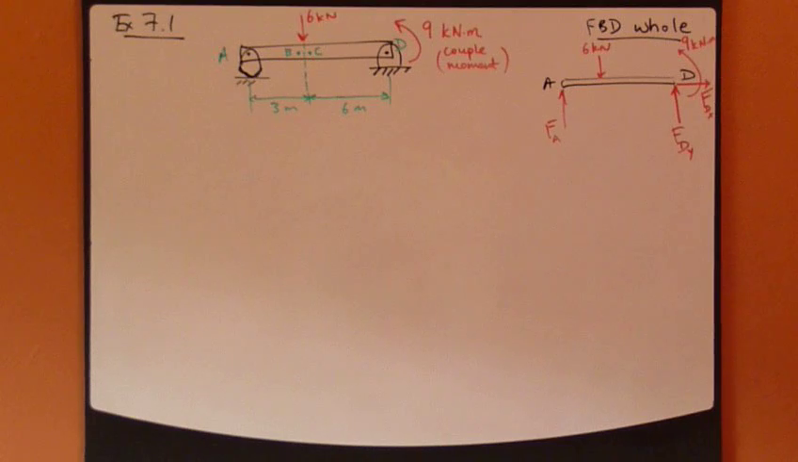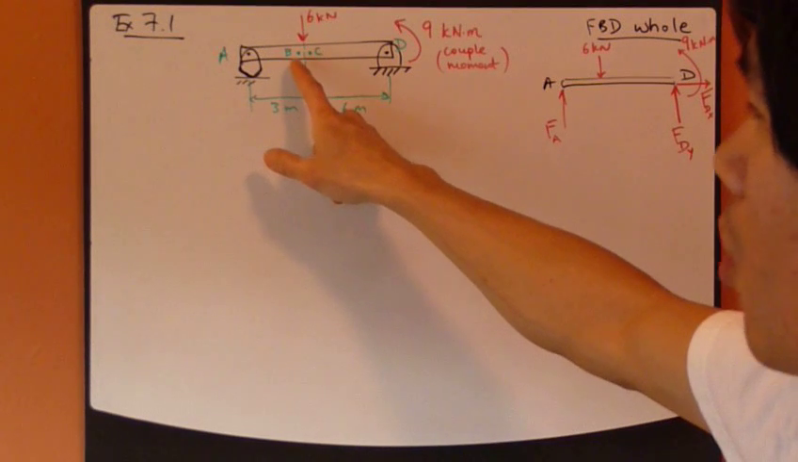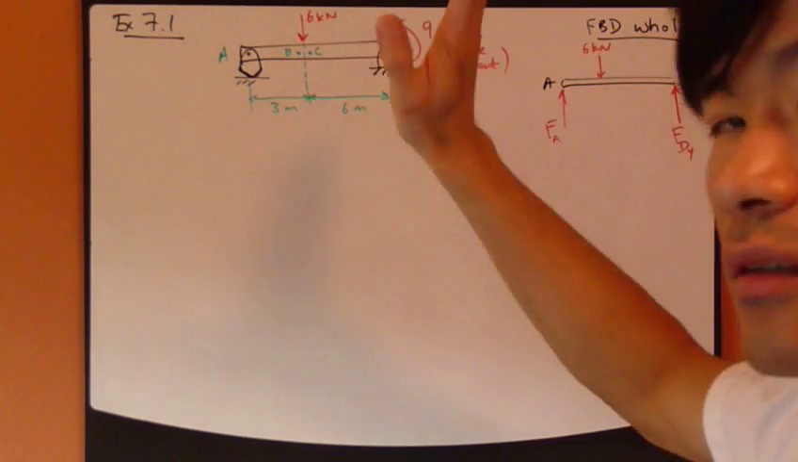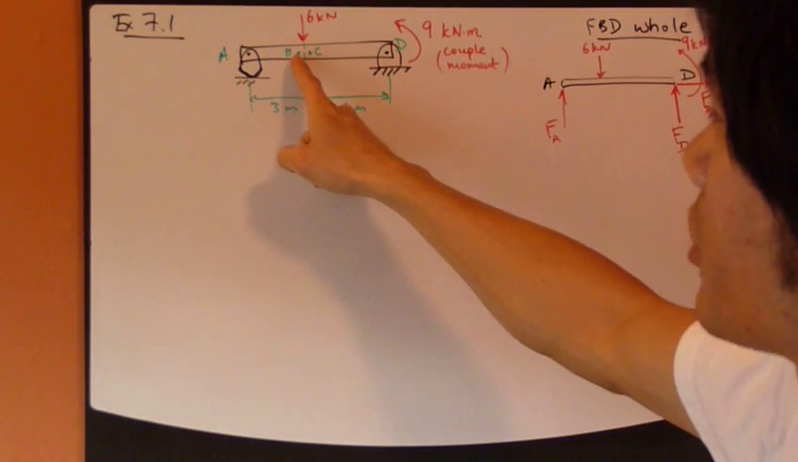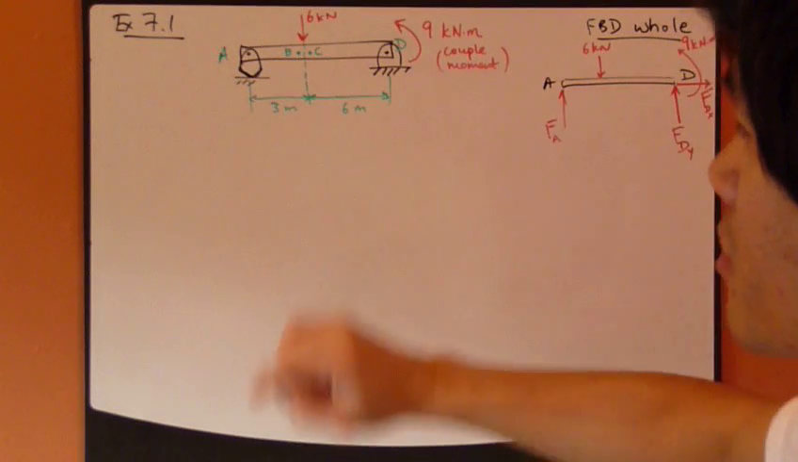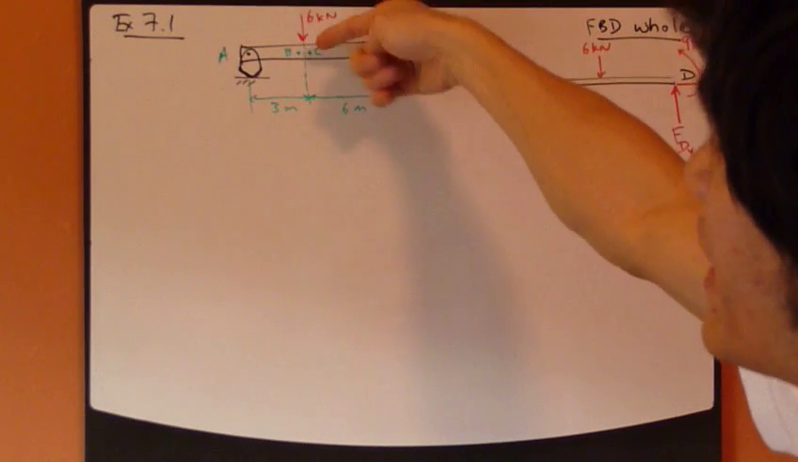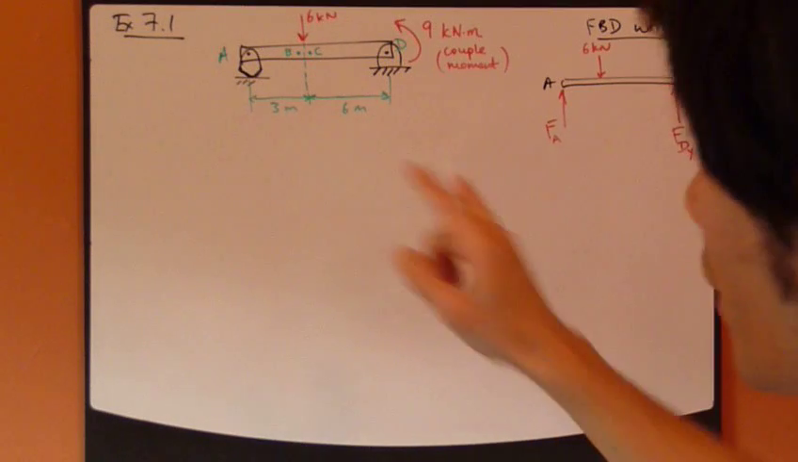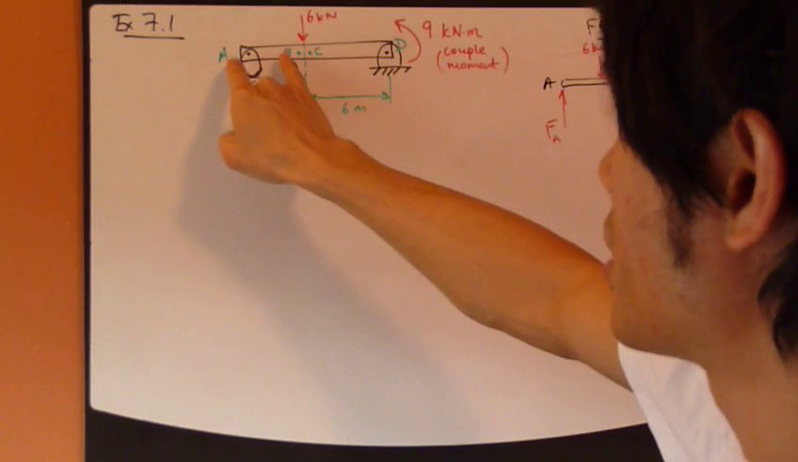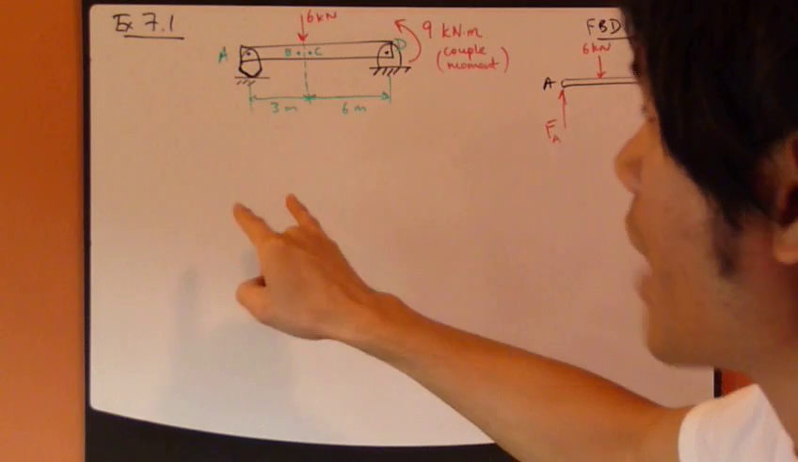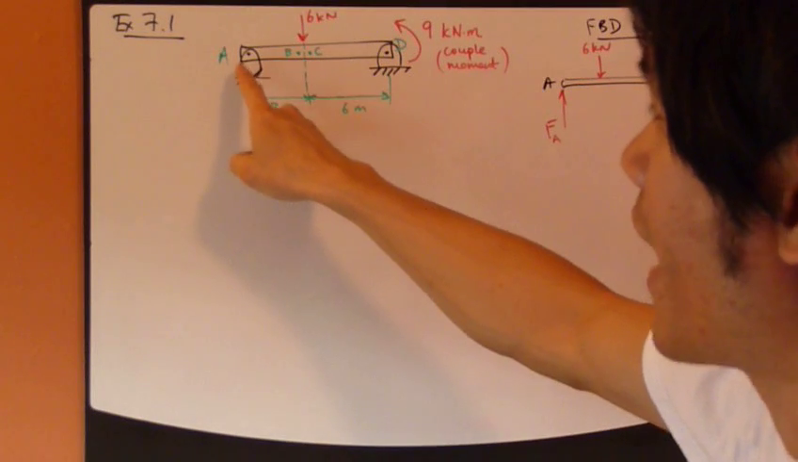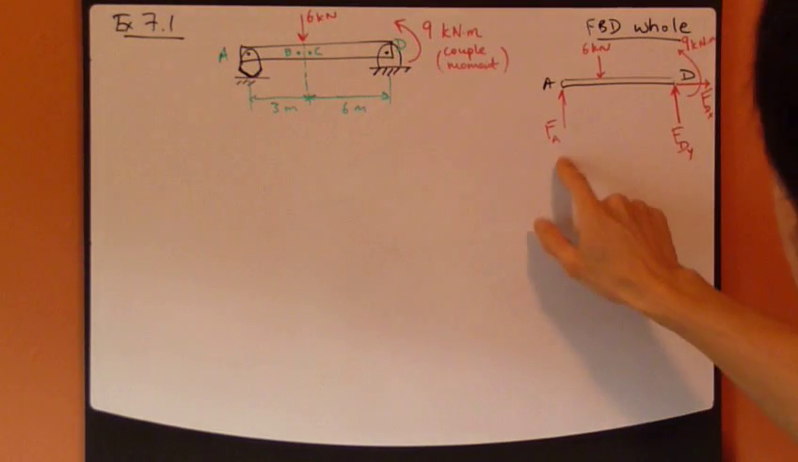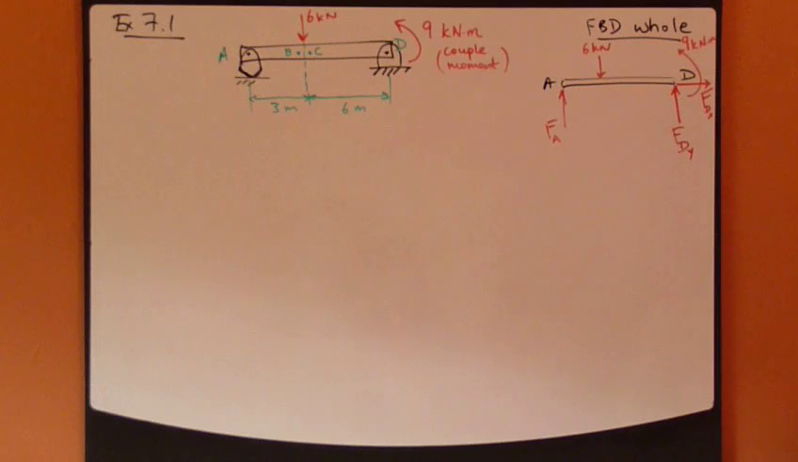Now, the goal here is to find the internal forces at B and at C. Let's look at B first. So what's going on here at B? Well, that means that you need to cut through this B point. And I like to keep things simple, so I'm going to take this AB section. If I take this AB section, that means that I need to know what's going on here at A, which means that I need to find FA. So I find FA from this free body diagram right here.